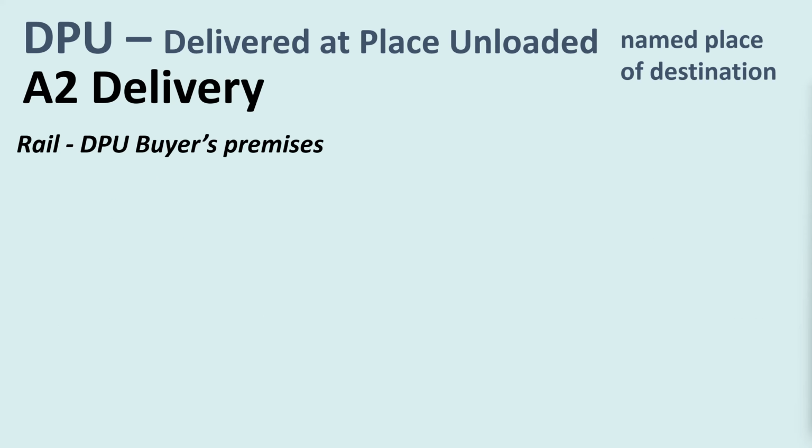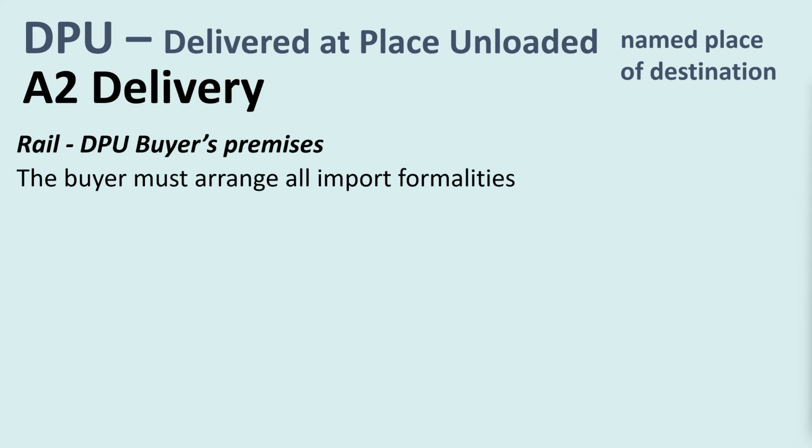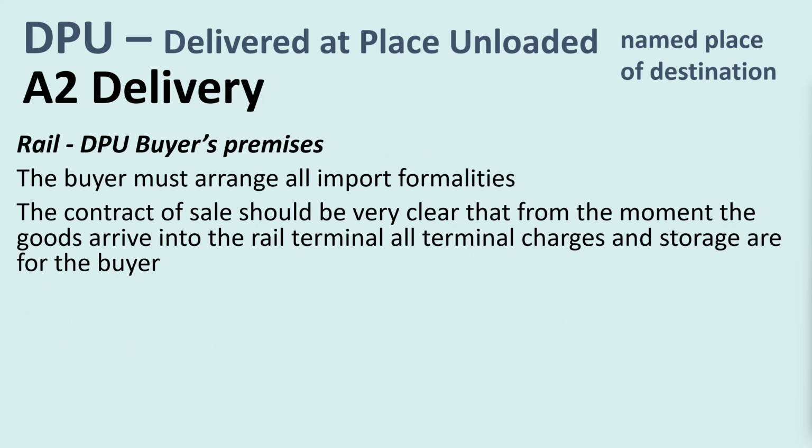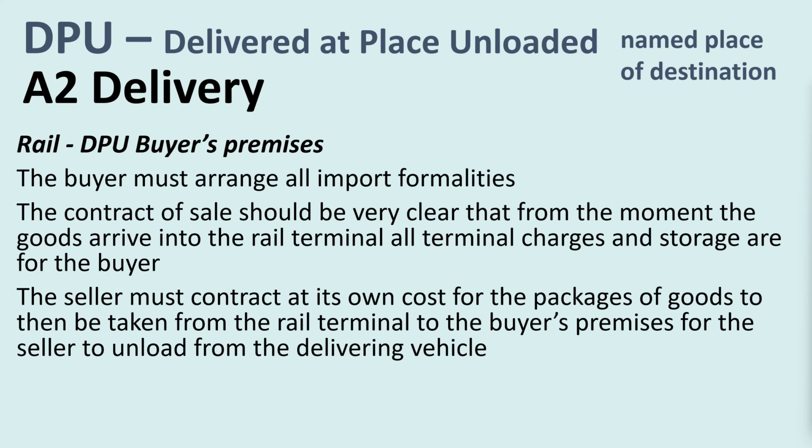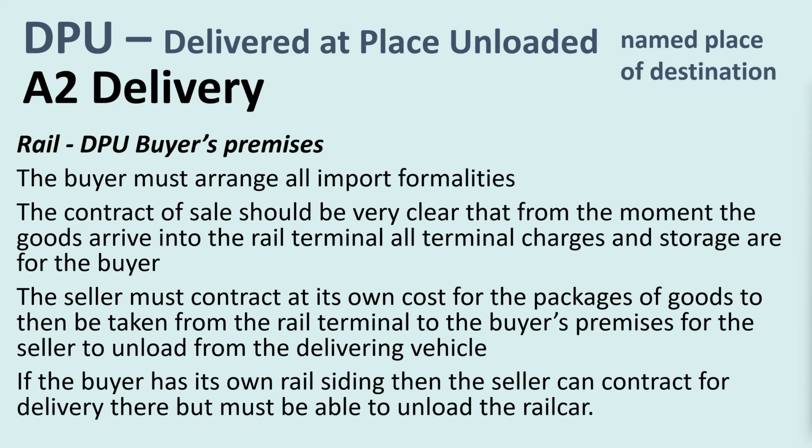Rail DPU buyer's premises. The buyer must arrange all import formalities again. The contract of sale should be very clear here that from the moment the goods arrive into the rail terminal, all terminal charges and storage beyond any free time are for the buyer. The seller must contract at its own cost for the packages of goods to then be taken from the rail terminal to the buyer's premises for the seller to unload from the delivering vehicle.